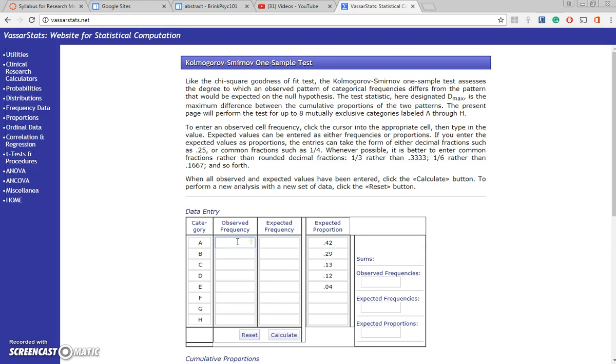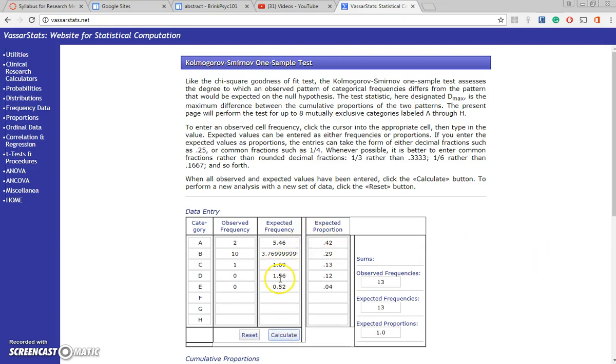So how many Hispanics did we observe among our 13 skaters? We only observed 2. How many Caucasians did we observe? We observed 10. How many African Americans? Only 1. No Asians and no other races. So now we've got our observed frequencies compared to our expected frequencies. And we click on Calculate.